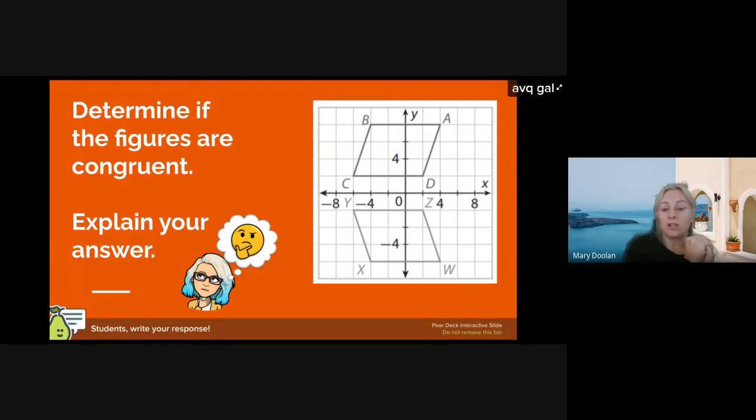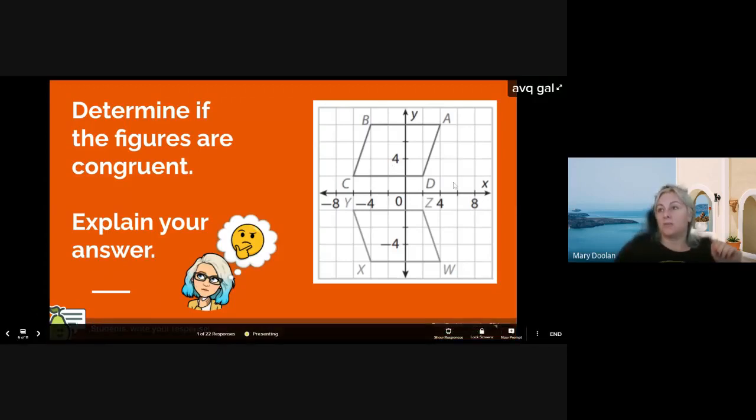Determine if the figures are congruent. Explain your answer. I just showed you an example like this on the last slide, and now you're going to try one of these. So determine, are those two figures congruent? And tell me why you think they are or are not congruent. I'm going to give you 3 minutes to do this.